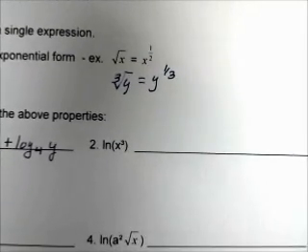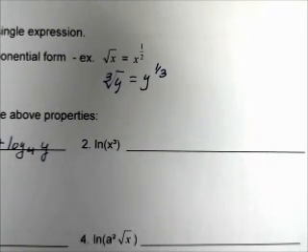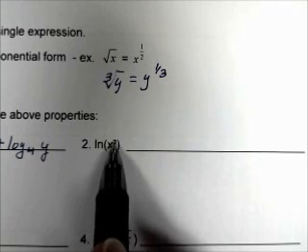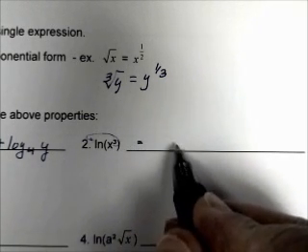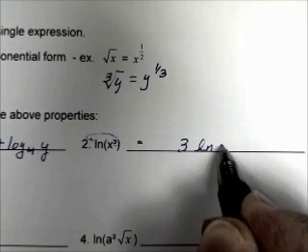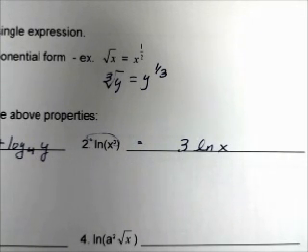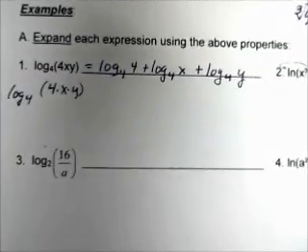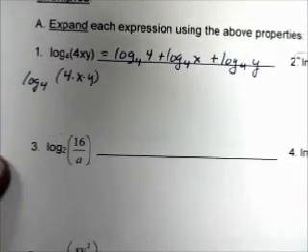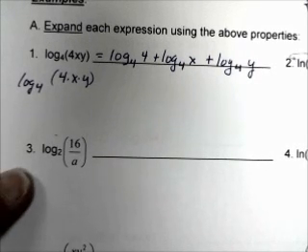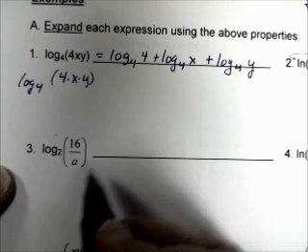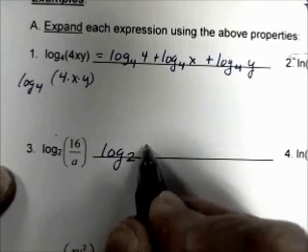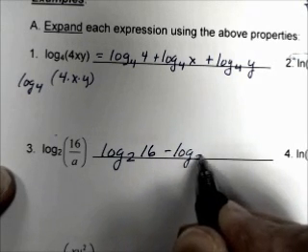Number 2, we have ln of x to the third. So here we have an exponent or power. This power comes out in front as a multiplier. So this would equal 3 ln of x. Number 3, we have log base 2 of 16 divided by a. Here you have a quotient or division. Division expands to subtraction. So this is going to equal log base 2 of 16 subtract log base 2 of a.